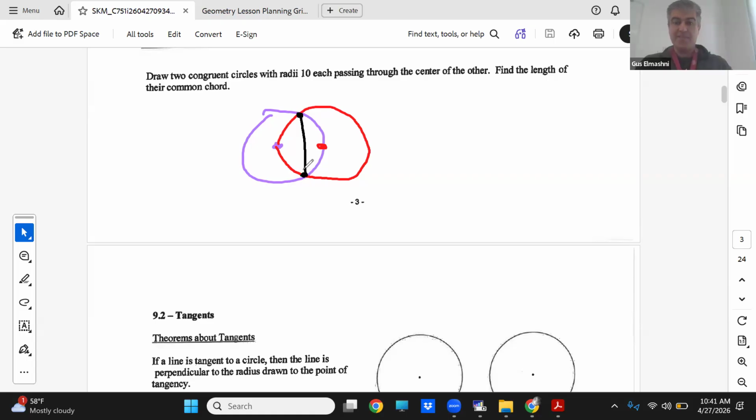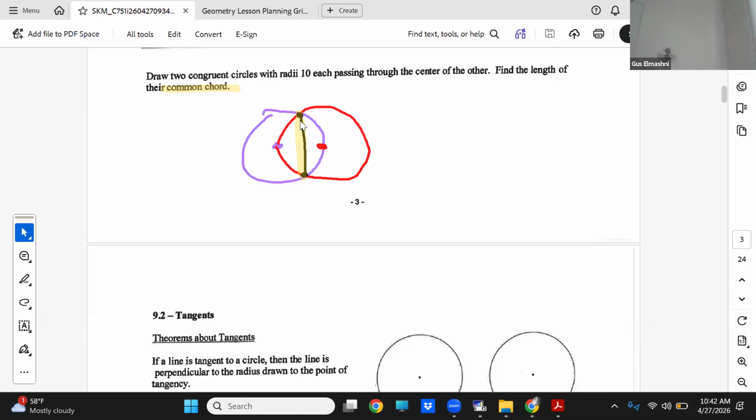Okay, that's kind of crazy. That's a common chord. Okay, so the black segment, let me highlight it. Okay, that's the common chord. So each have radii 10. They pass through the center of the other. So the purple circle passes through the red center, and the red circle passes through the purple center, right? That's what we have here.